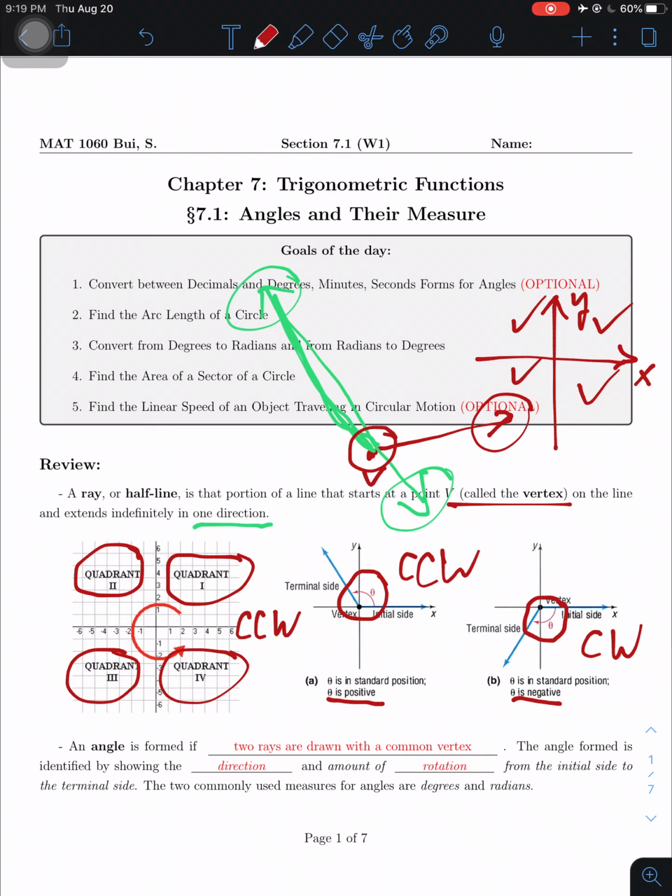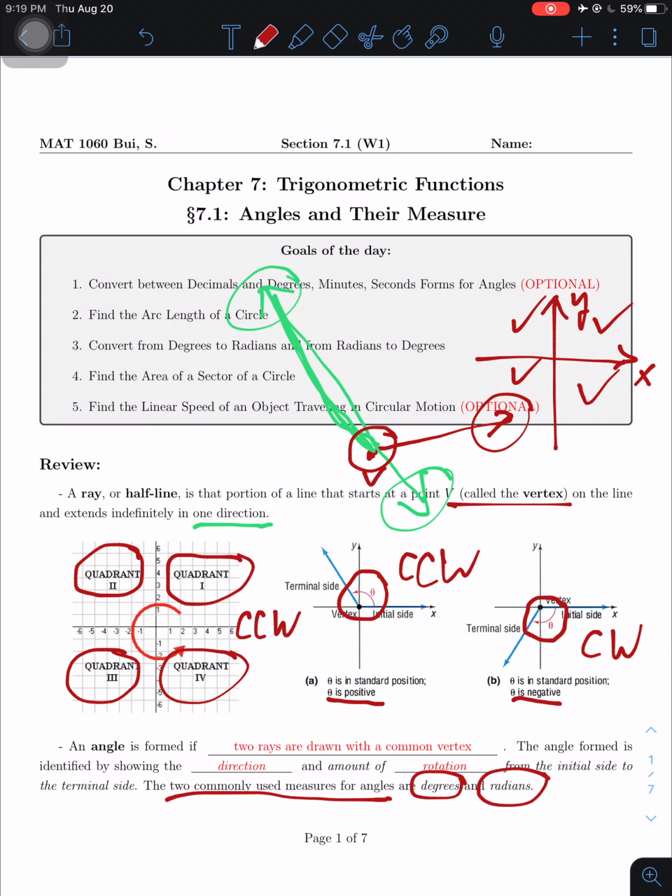And the last piece of information before we get to the very first objective of the day is the system of measurement. For angles, the two most common measurement systems are the degree system and the radian system.